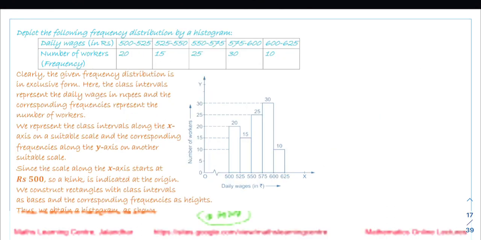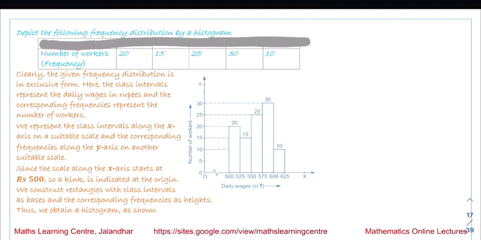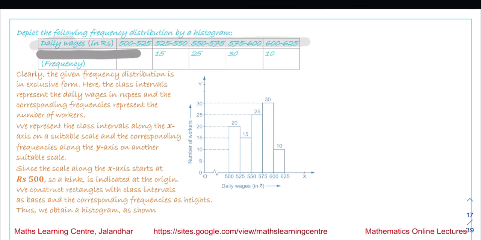Now the next we have is: depict the following frequency distribution by a histogram. The daily wages in rupees and the number of workers are given. So what does this value mean? If I am talking about how many workers have wages between 575 and 600, the answer is 30 workers have a wage between 575 and 600.